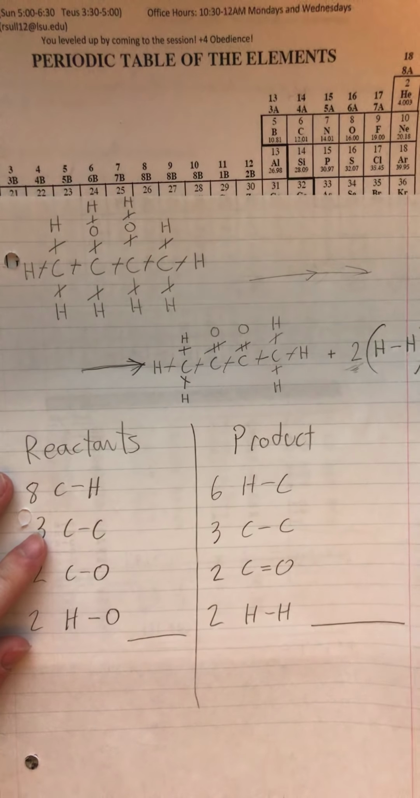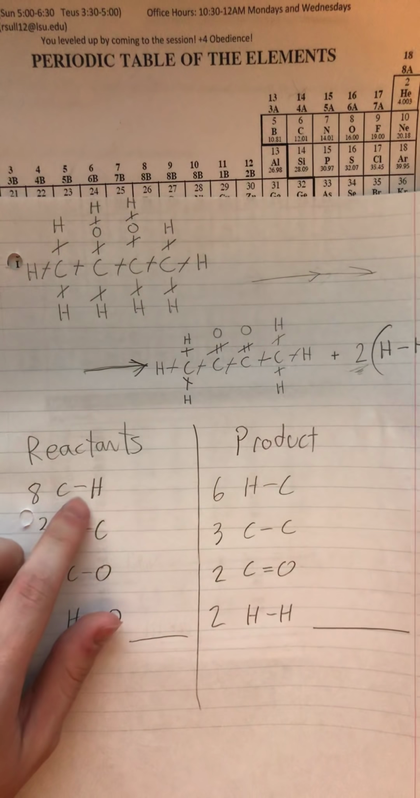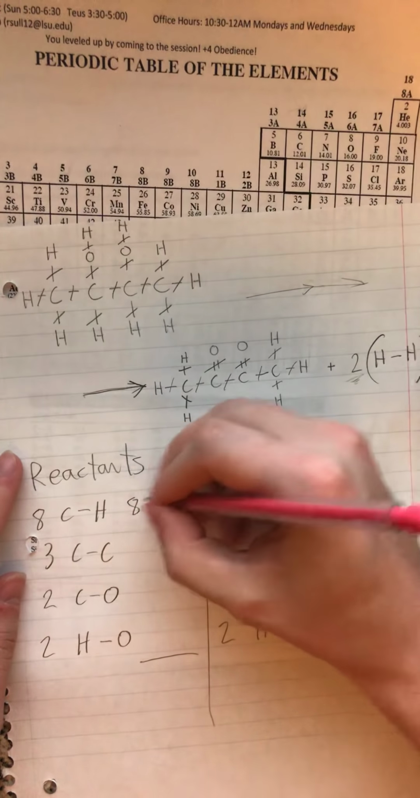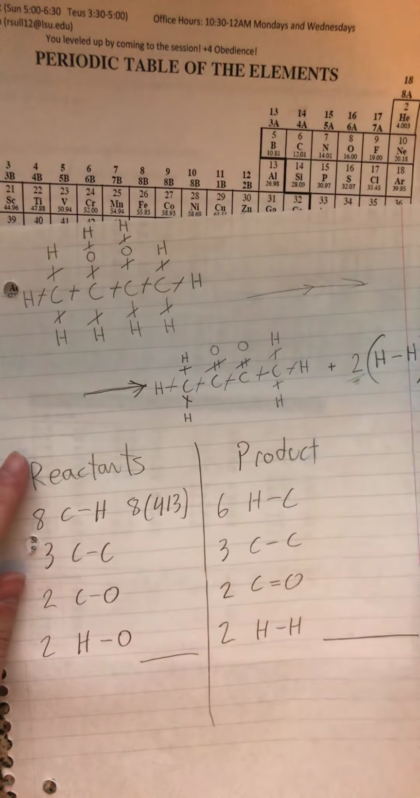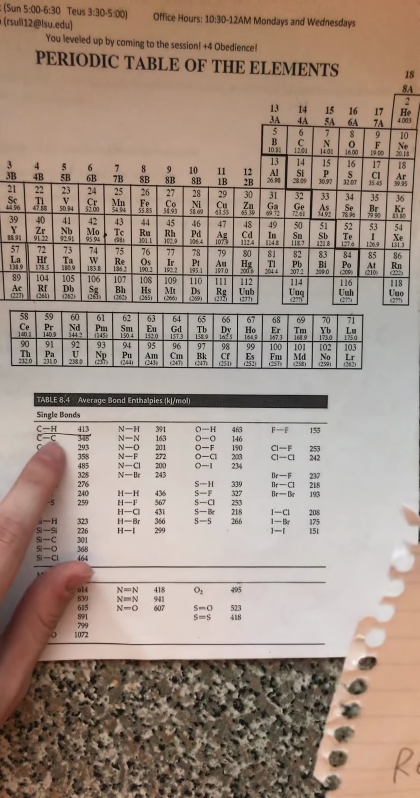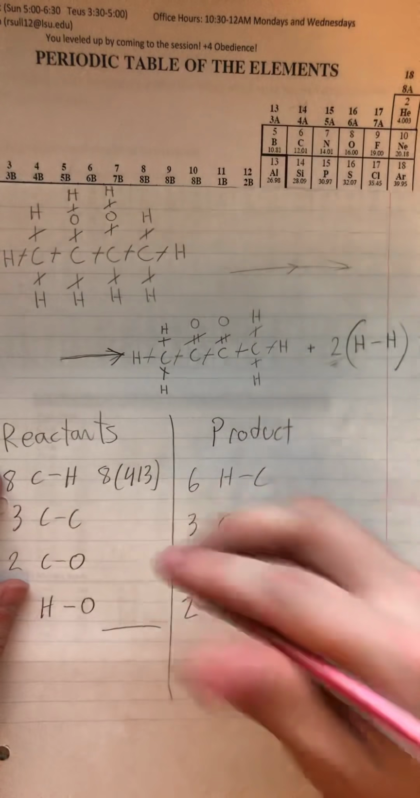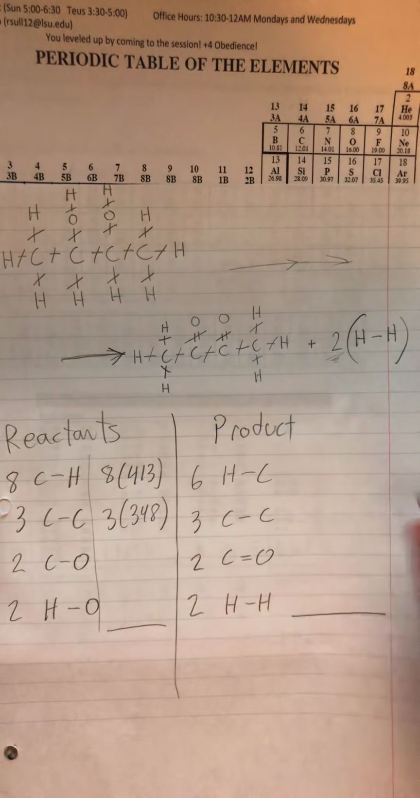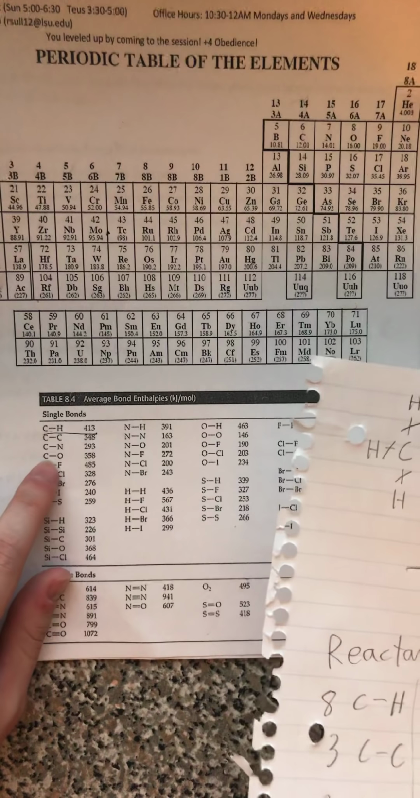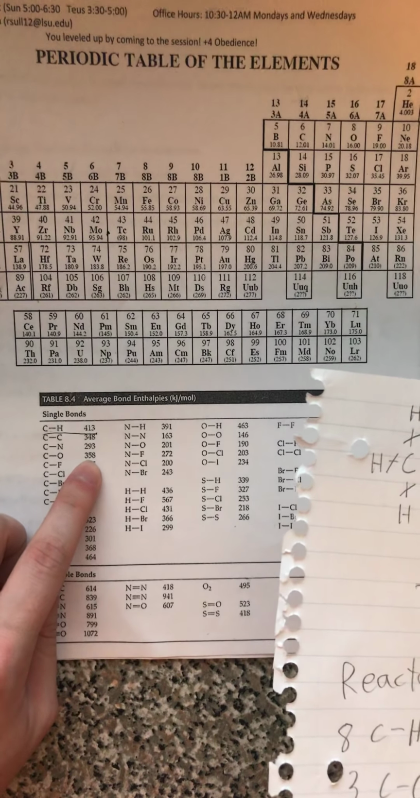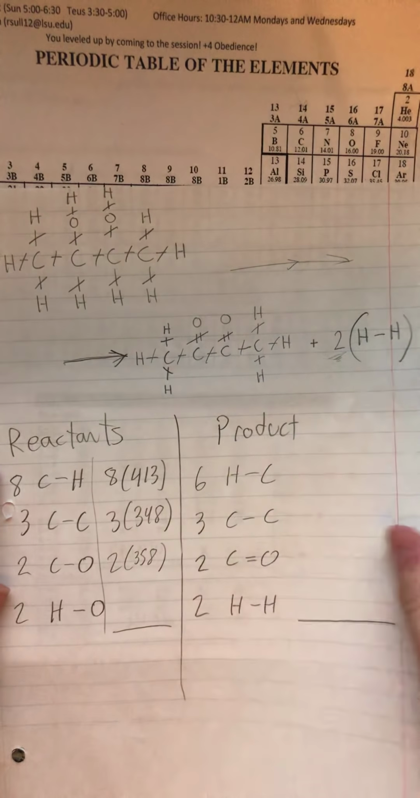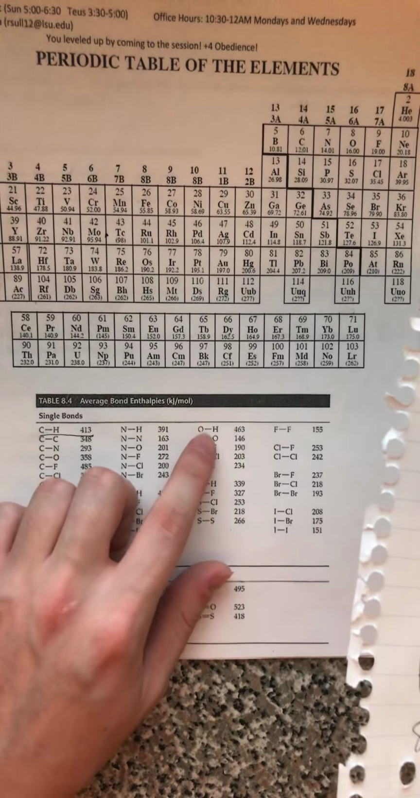All right, so now I'm going to tally up 2 big numbers. So C to H is 413, so we're going to say 8 times 413. Then C to C is 348, so we're going to say 3 times 348. Then C to O is 358. Then H to O is 463.